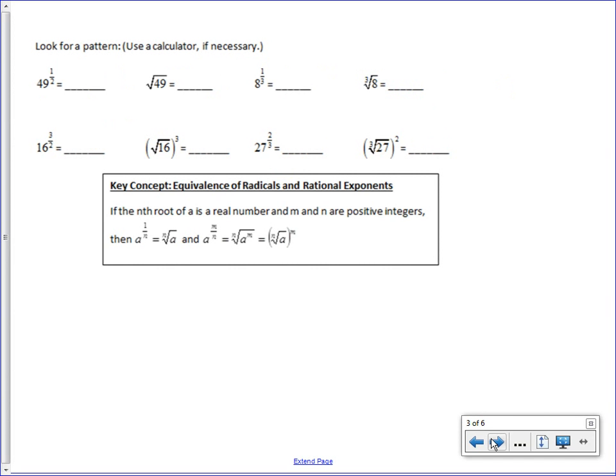All right, in this next examples, I want you to look for a pattern, and I want you to use a calculator if necessary. Pause for a moment and get a calculator and fill in the blanks, and then we'll talk about the key concept.